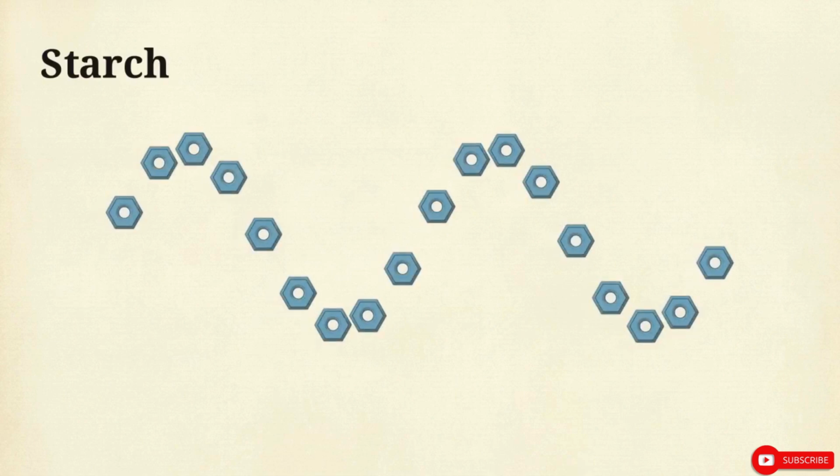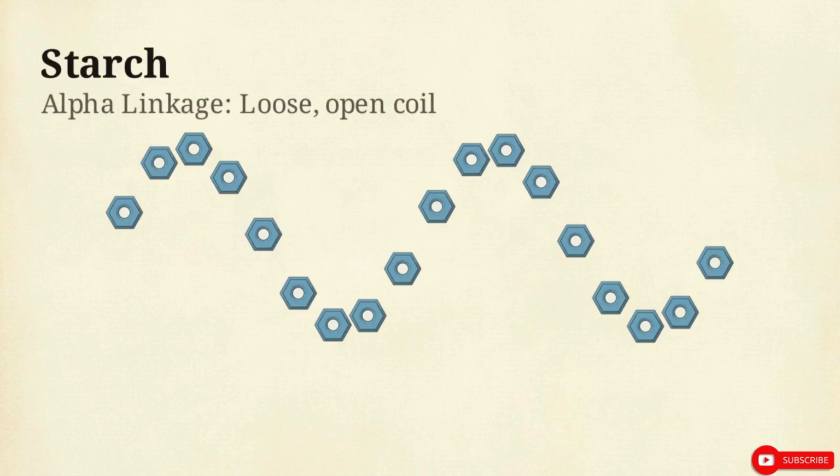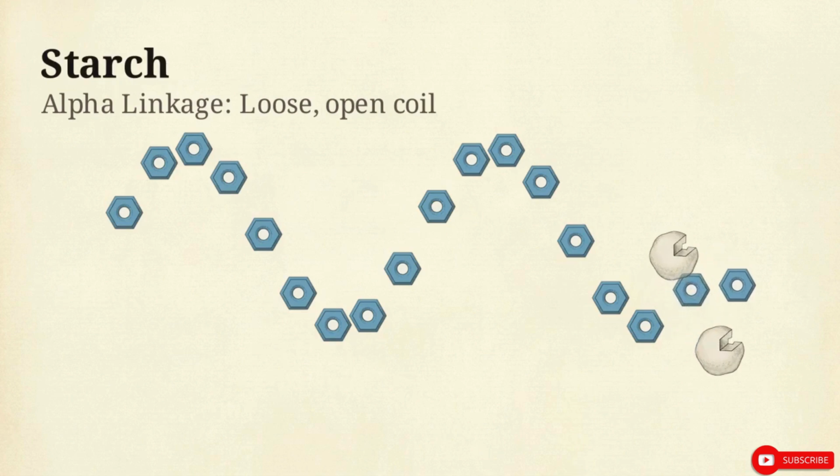When a chain is built entirely using alpha D-glucose linkages, the molecule naturally curves. It forms a loose, accessible coiling structure. This open geometry makes it easy for enzymes to snip off glucose units, making starch highly efficient for energy storage.